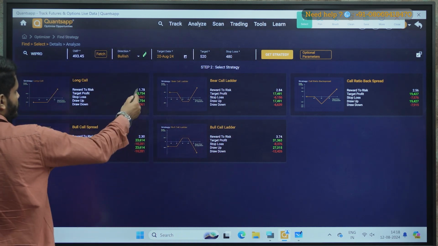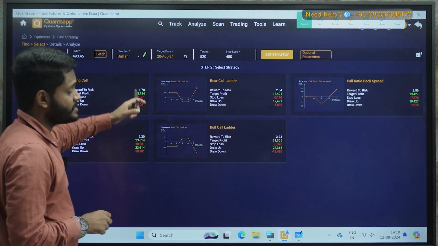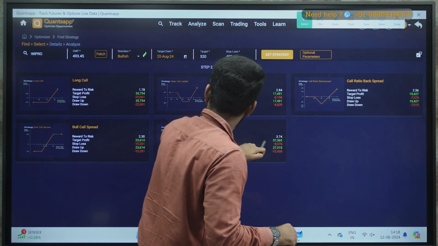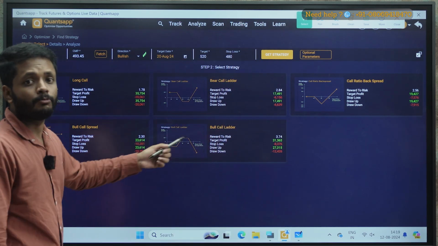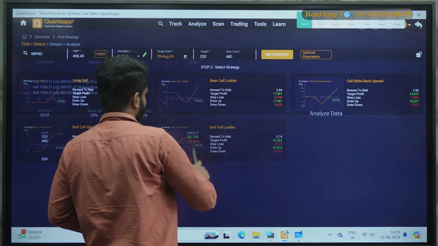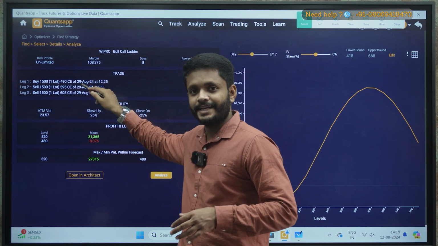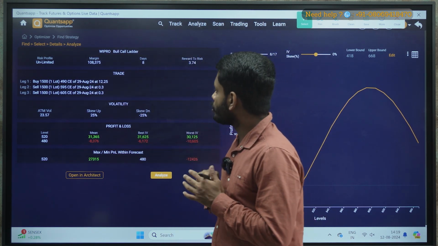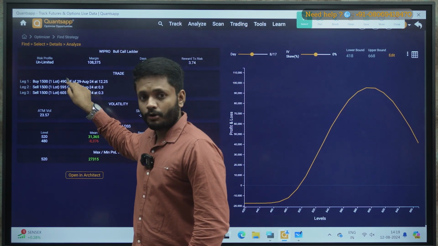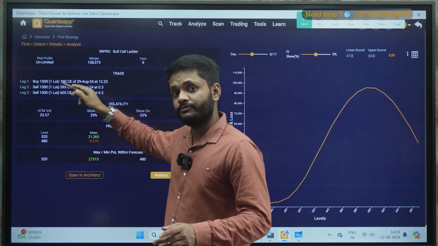Now here you check out the risk reward. Can you see? If you take a naked long call, 1.78 is the risk reward. If you see here, it is 2.84, 2.56, 3.74 for a bull call ladder. So let me go with the bull call ladder. Let me click on this. So see, this automatically tells me what I'm supposed to do. You need not use your own brains, correct? See, buy one lot of 490 call, sell one lot of 595 call.